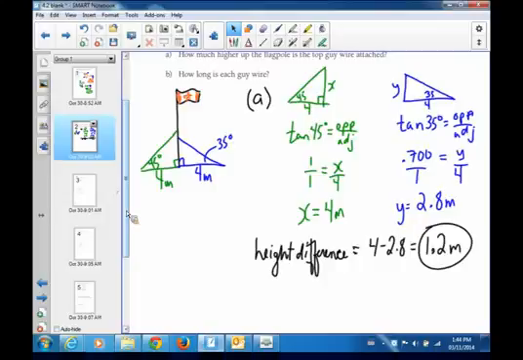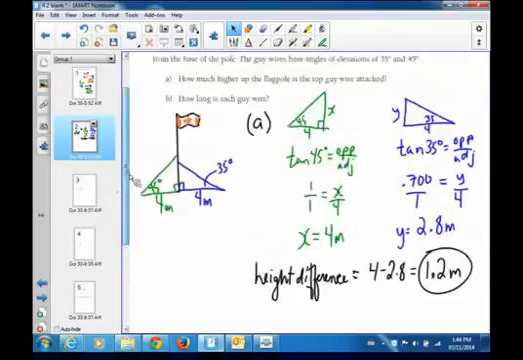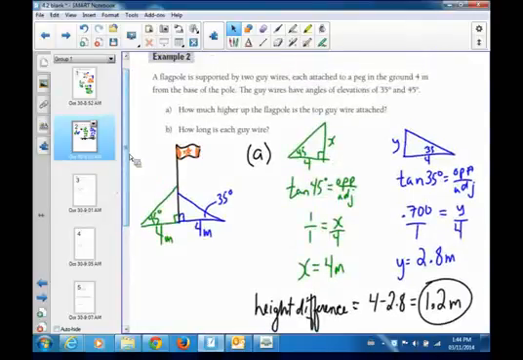Then, how long is each wire? That's just solving the green triangle for the hypotenuse and then solving the blue triangle for the hypotenuse. Separate incidents. I think you already are catching on to this, right? A little bit? No? Okay. Well, here. How do we do B?